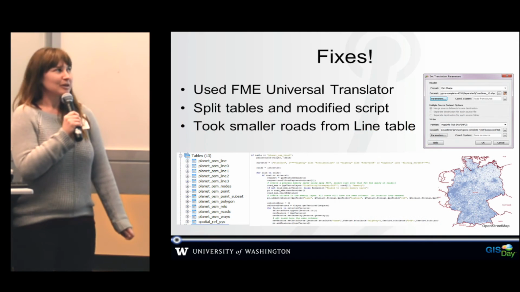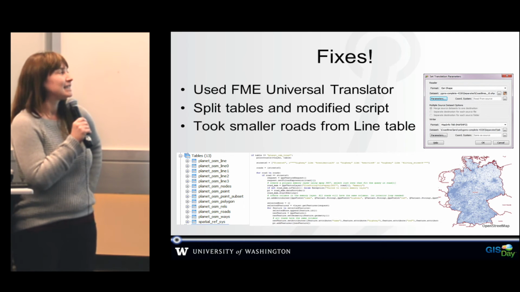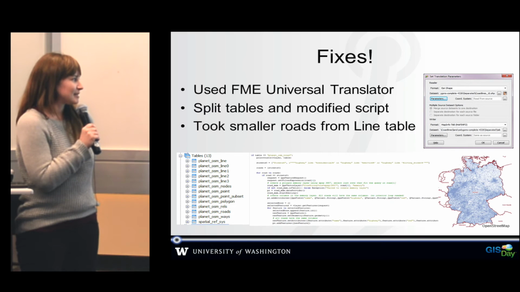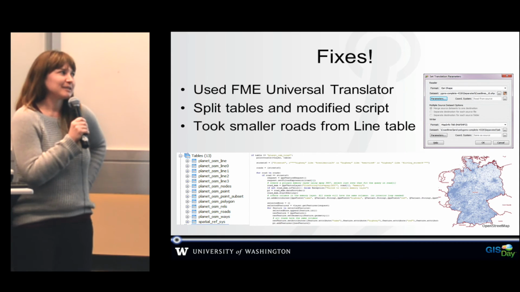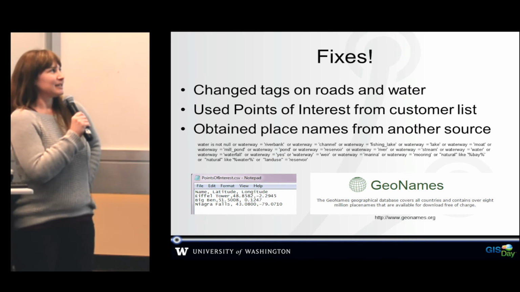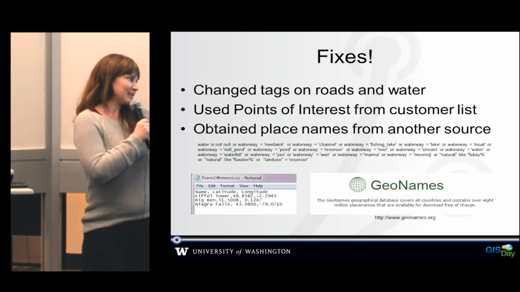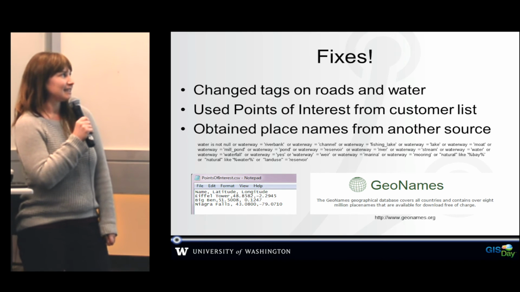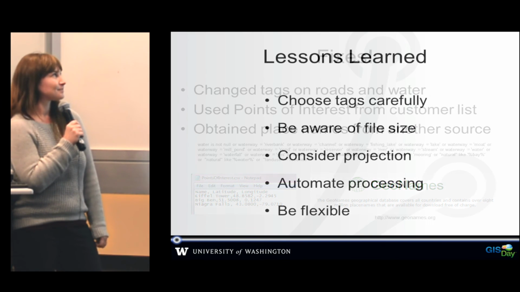We ended up fixing all the problems. We used a different translator to translate to the tab format we needed. We split up big tables that were too big for my script memory, and we took the smaller roads from the line table instead of the road table. We fixed our tags so that it pulled out the roads and water we needed. We used a list the customer gave us of just the points of interest they wanted, and we got our place names from GeoNames, which is a different source with all the names in English.